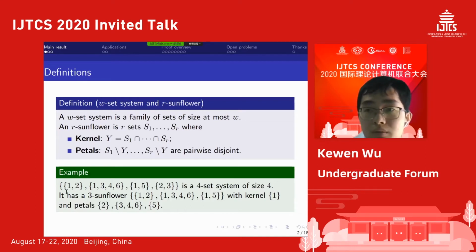Here is an example. Assume we have this set system. The first set is 1, 2. The second one contains 1, 3, 4, 6. The third one contains 1, 5. And the fourth one is 2 and 3. So this set system is a 4-set system because each set has at most 4 elements. And it has size 4 because it only has 4 sets. We can find that it contains a 3 sunflower by the first 3 sets. And you can find the kernel is 1. And after removing the kernel, we have the petals 2, 3, 4, 6, and 5. They are pairwise disjoint sets. So this is a 3 sunflower.